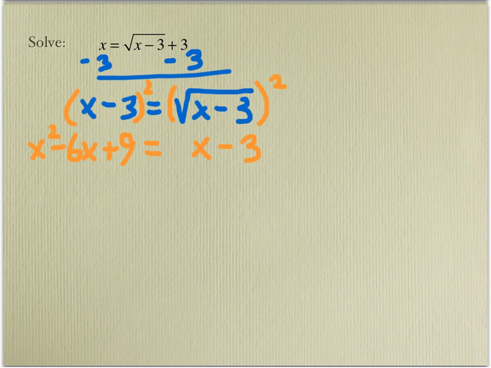Anyway, now we'd like to get probably everything over on the left side. So I get x squared. I subtract another x over there, and I get minus 7x. And I'm going to add 3 to each side here, and I'll get plus 12 equals 0. And sure enough, there's my quadratic equation, which we've talked about earlier in this chapter.